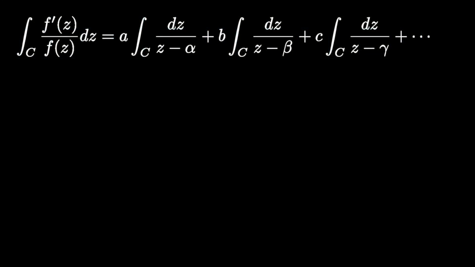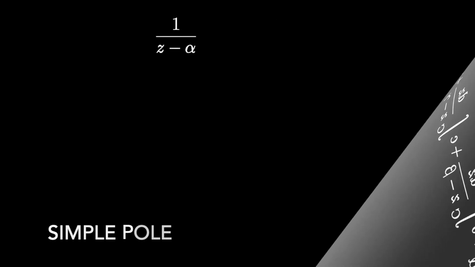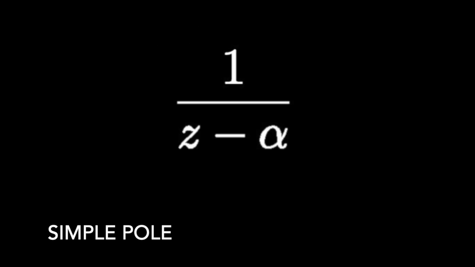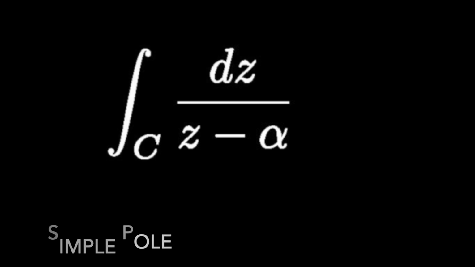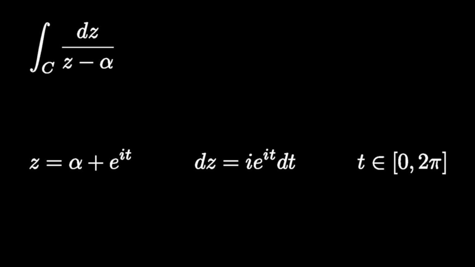Each of the terms that we're integrating in this expression are rational functions which are called simple poles. They're called simple poles because of how simple it is to directly calculate the integral for any expression like this. We can just use the parameterization for a tiny circle centered at the point alpha in the complex plane, plug in the values of z and dz, and then take the integral from 0 to 2 pi. And then we immediately find that the answer is 2 pi i.